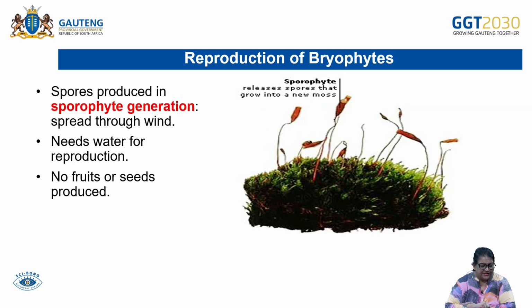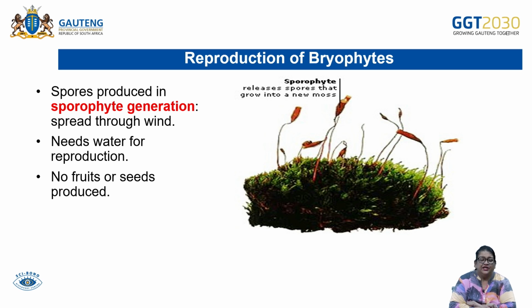Now, let's just look at this. Spores are produced in the sporophyte generation, right? So here's the sporophyte. What does it produce? It produces spores, like little dust-like structures. And then it needs water for reproduction. That is the gametophyte generation.